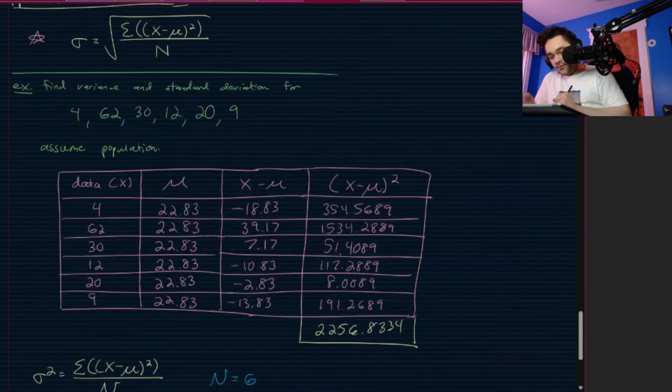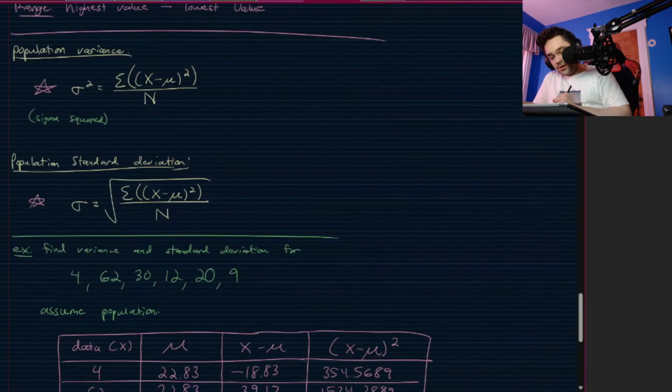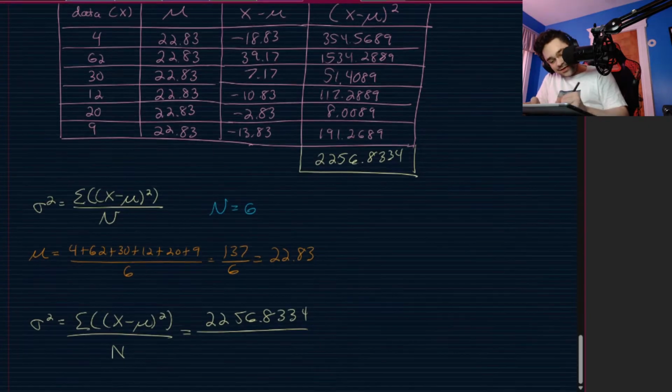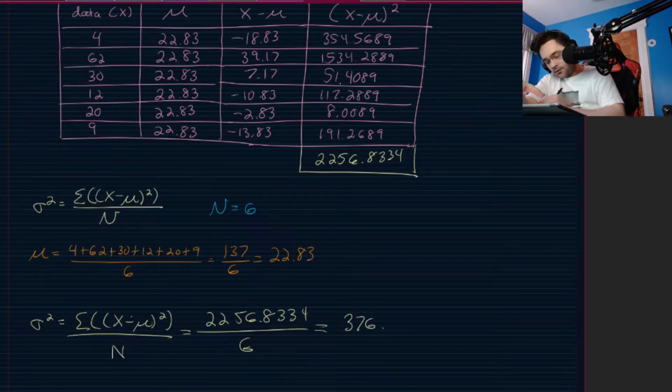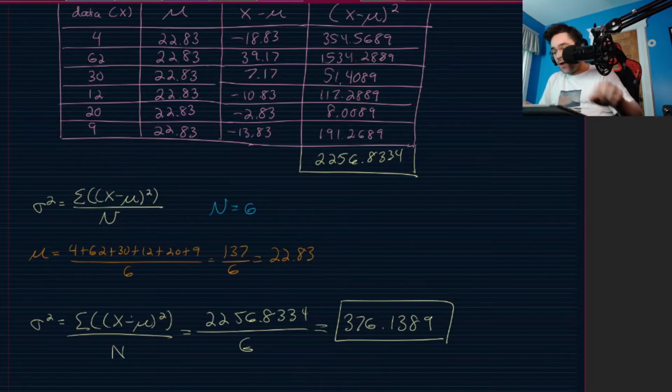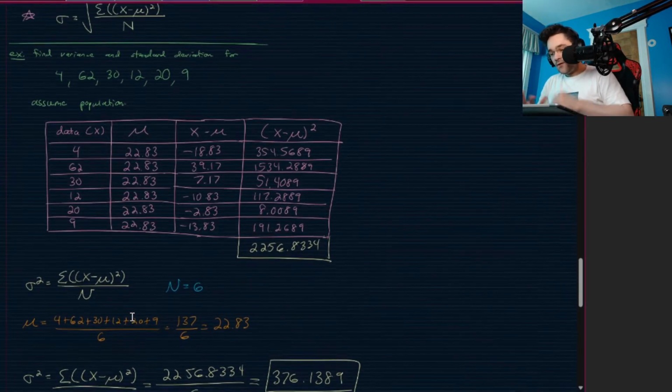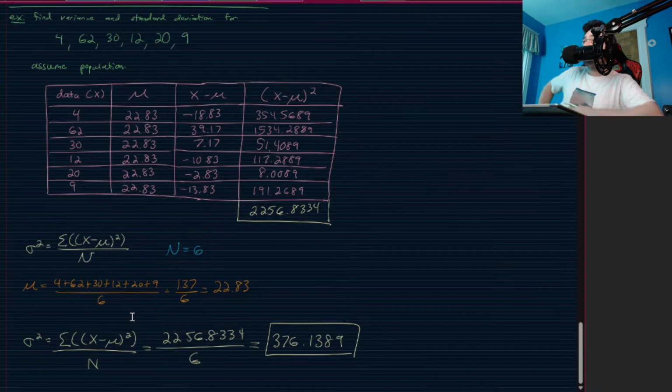All over n. Sorry to brain fart for a second. And in this case, n is 6. So what do we get here? This value divided by 6. 376.1389. And that would be our variance for this set of data, right? The 4, 62, 30, 12, 20, 9 data set.